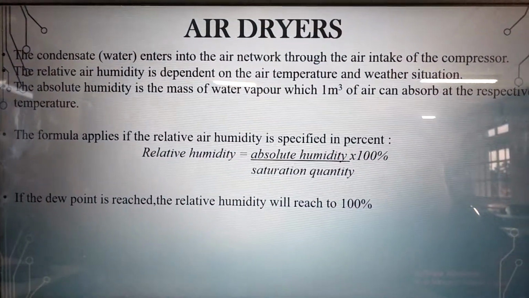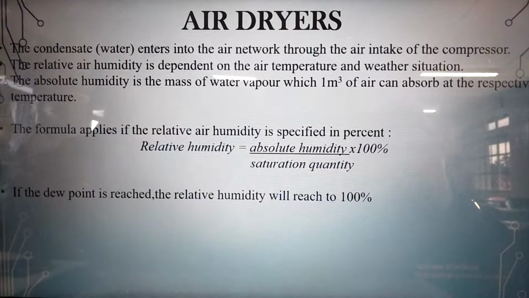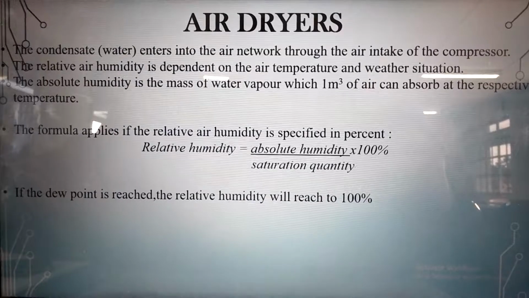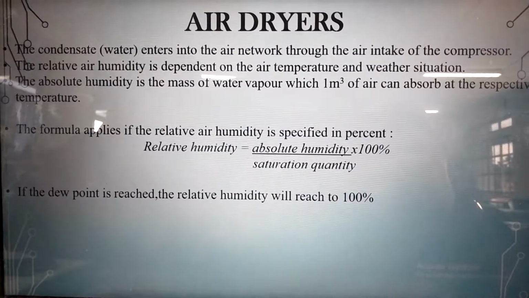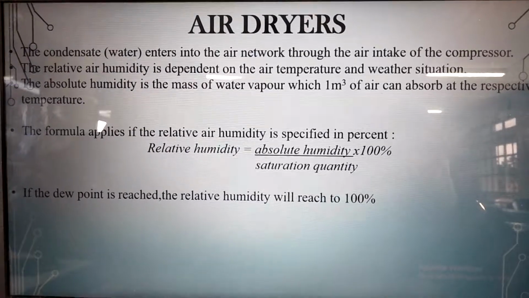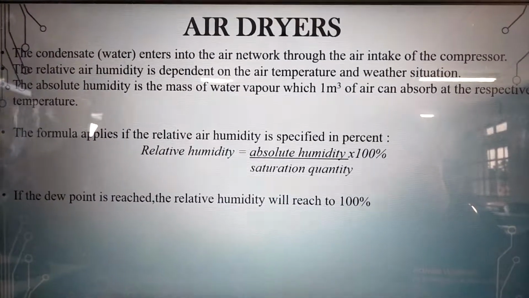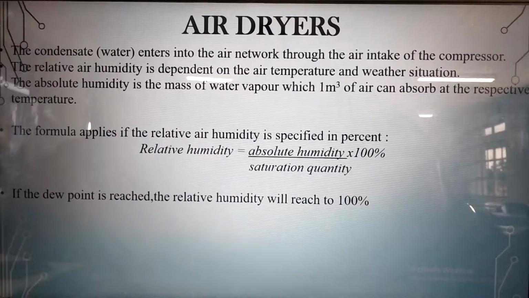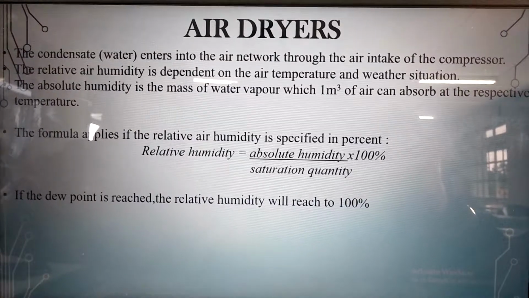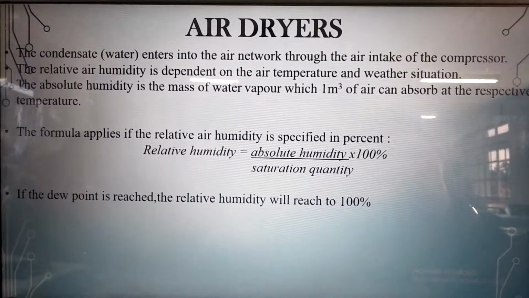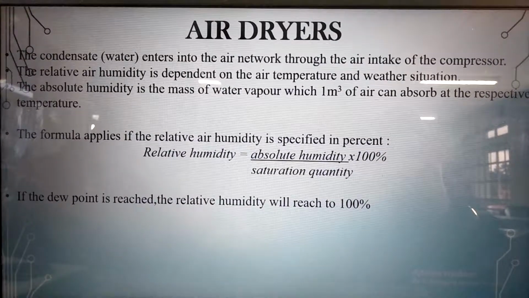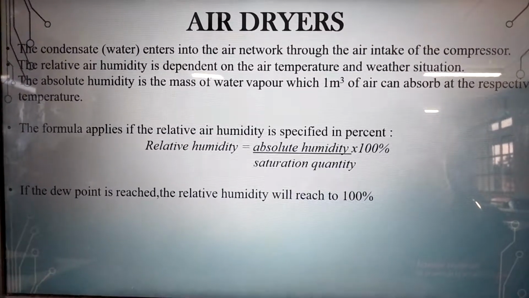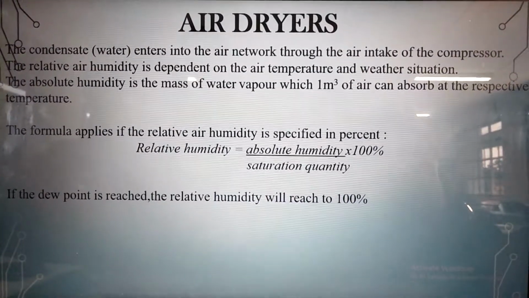Air dryers. The condensate water enters into the air network through the air intake of the compressor. The relative air humidity is dependent on the air temperature and weather situation. The absolute humidity is the mass of water vapor which 1 cubic meter of air can absorb at the respective temperature. The formula applies if the relative air humidity is specified in percent: relative humidity equals absolute humidity times 100% over saturation quantity. If the dew point is reached, the relative humidity will reach 100%.